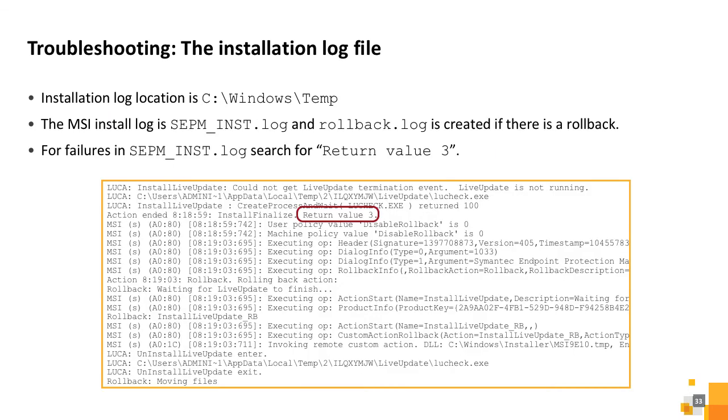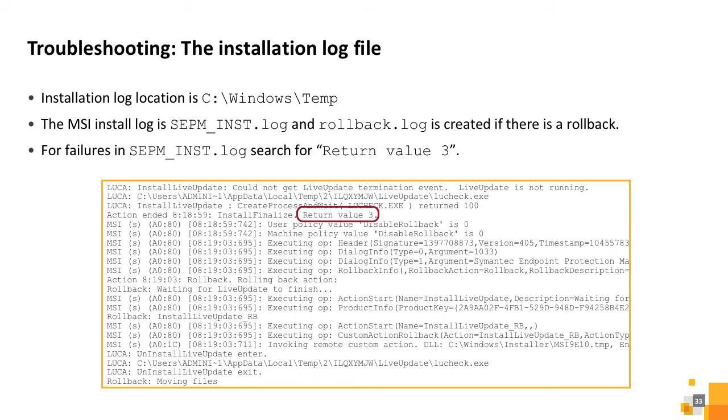Depending on the operating system, the SEPM installation log file is located in the location shown in the slide. The installation log file name is sepm_inst.log. The log file is written by the Microsoft installer. In the event the installation fails and a rollback does not occur, data is written to the sepm_inst.log. If a rollback occurs, a rollback.log is created.